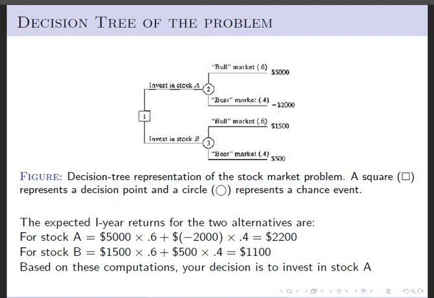From the figure, we can calculate the expected return. For stock A, the expected return is $2,200, while for B it is $1,100. Hence, the expected return is the best for stock A. That means it's better to invest in stock A.